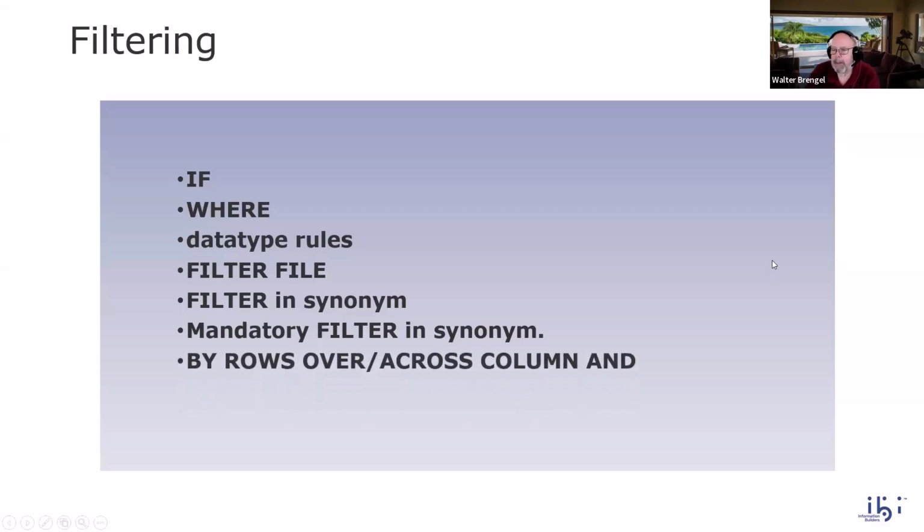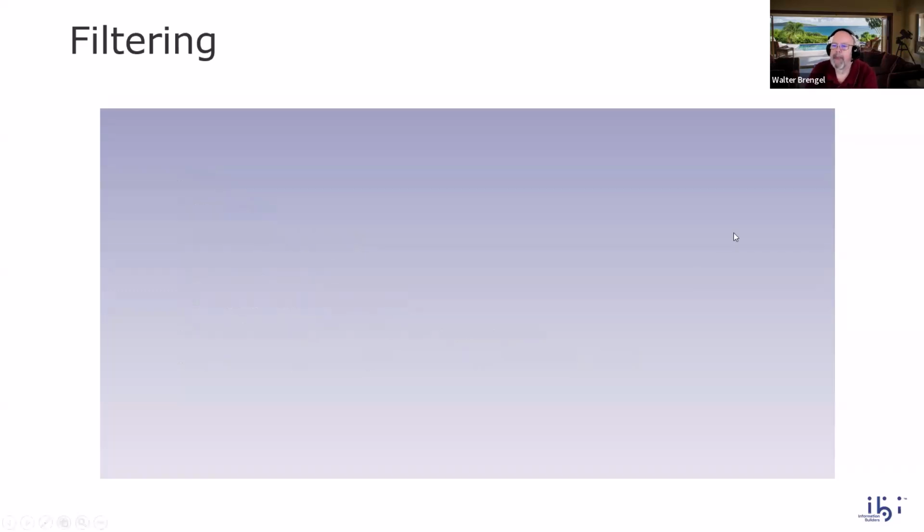Lastly, we're going to talk about by rows over across columns, which lets you do sorting your way, if you've been to some of our other sessions. Because when you use these techniques, it's an implied filter. It's an implied where condition. So let's start with an if.